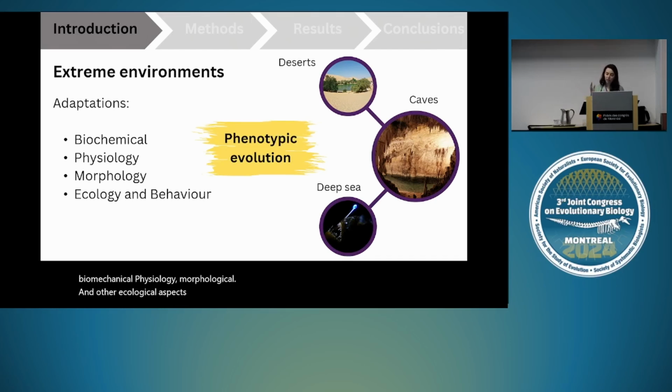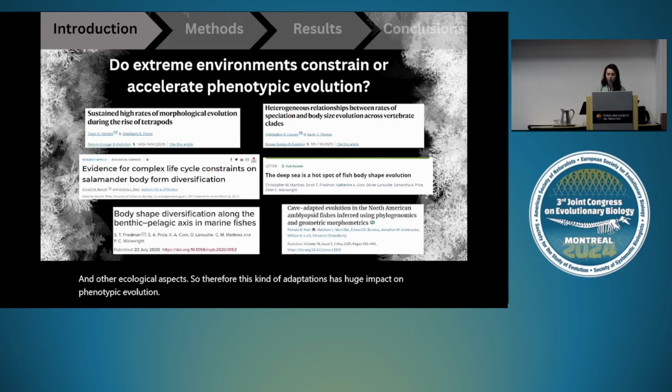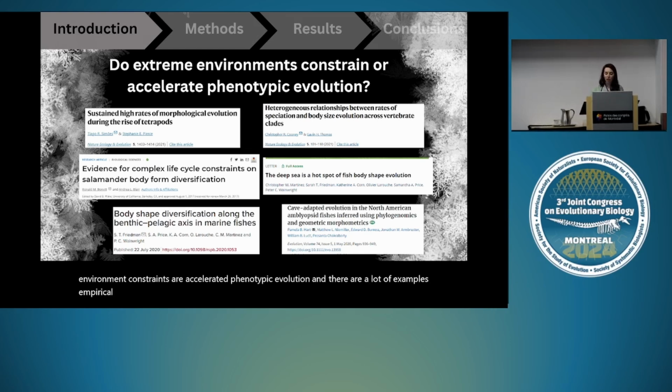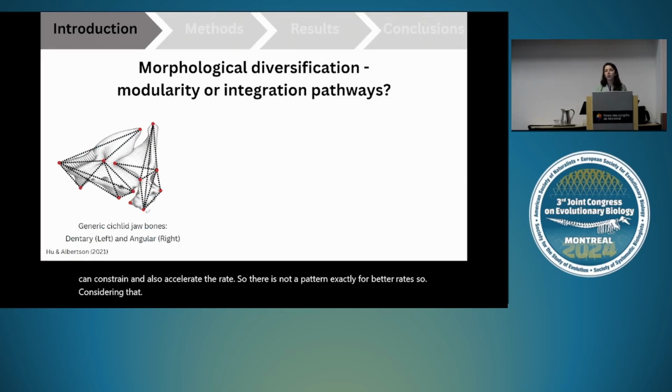So therefore, this kind of adaptation has a huge impact on phenotypic evolution. Considering that, one of the most interesting questions is whether living in an extreme environment constrains or accelerates phenotypic evolution. There are a lot of empirical examples, and the results tend to indicate that adaptations to extreme environments can constrain and also accelerate the rate. So there is not a clear pattern for vertebrates. Considering that, not just the tempo of evolution, but also the mode is another important question.